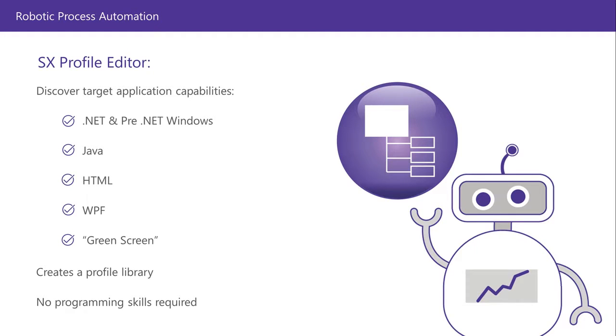The purpose of this program is to discover the capabilities of our application. Listed here are the main types of environments that we work with: .NET and pre-.NET, Java, HTML, WPF, and even green screen. Simply put, if you can run it on a Windows device, we should be able to automate it. What we're creating here is a profile library. At this stage, we don't need any programming skills. So let's take a look at Profile Editor and see how we set about profiling an application.